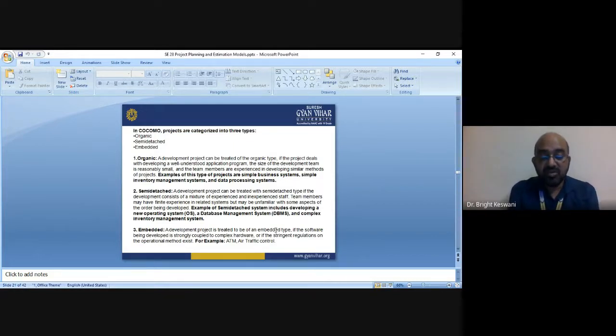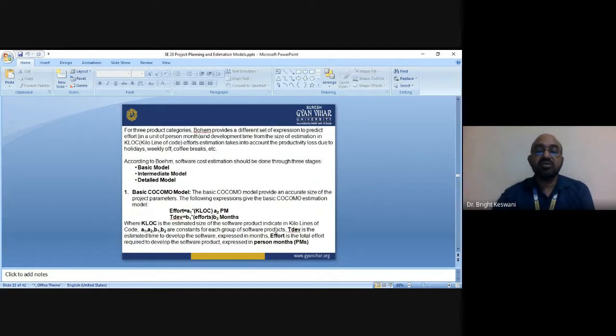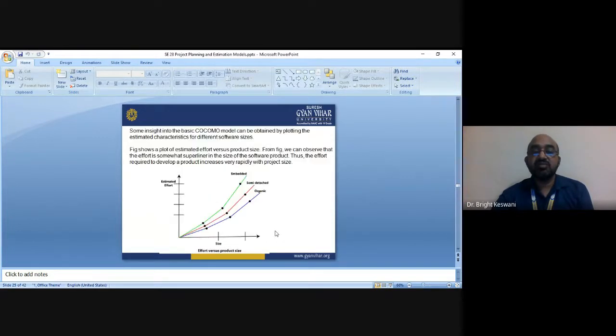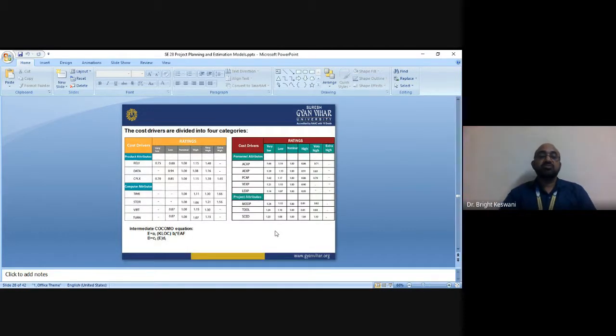So there are three types of software projects available: organic, embedded, and semi-detached. There are 15 different attributes used to measure cost, all cost-driver attributes. All these factors depend on product, computer, personnel, or technology attributes. So all 15 cost-driver attributes are divided into four parts: product, computer, personnel, and technology. These are the four parts the COCOMO table suggests to proceed with.